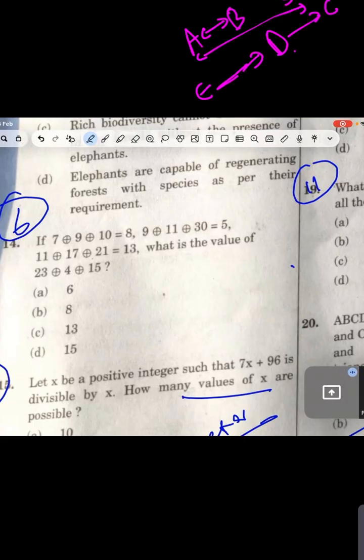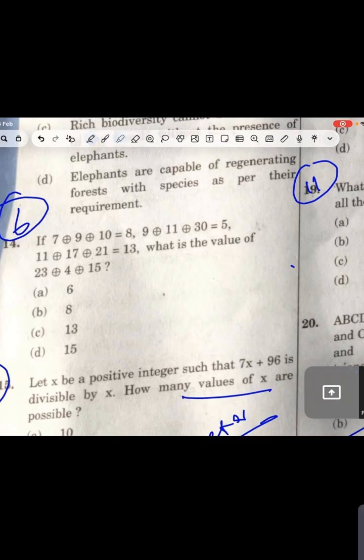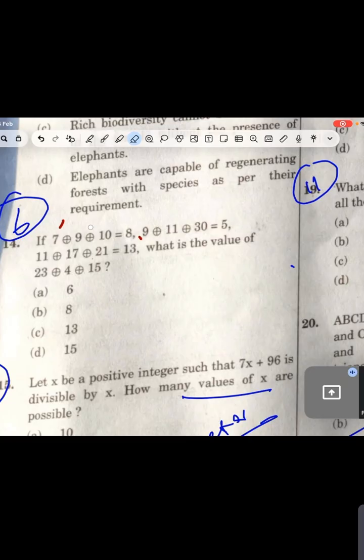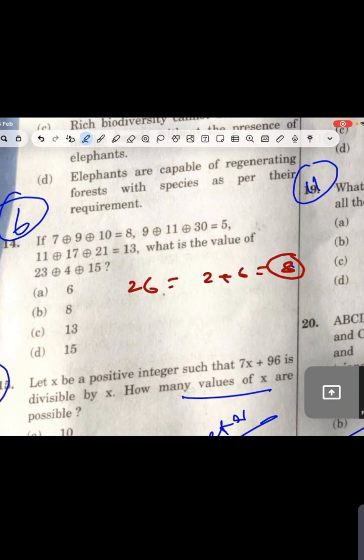7, 9, 10, then 8. Guys, if you waste time, it will kill your time actually. But guys, one thing always remember, when the digits are the same value and the result is also the same value, it means that there is only one chance. They have added the digits. So 7 plus 9 is 16, 16 plus 10 is 26, 26 plus 8. It means they are adding the digits.